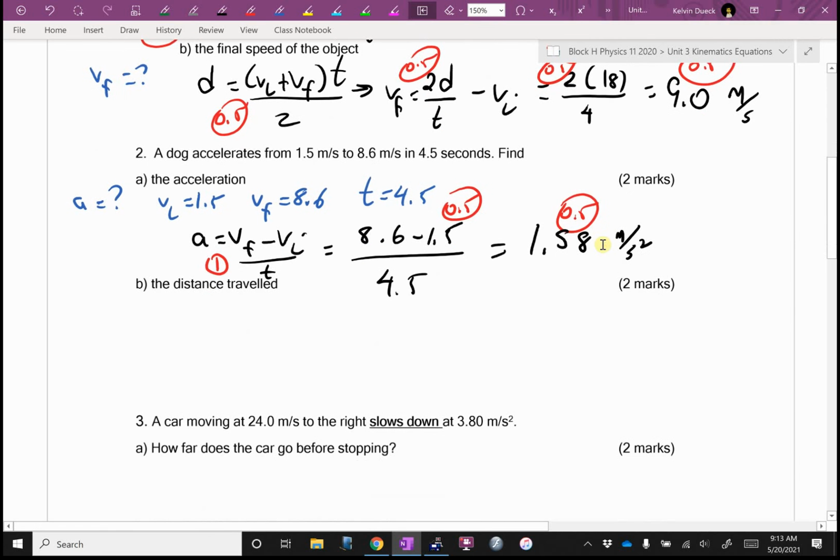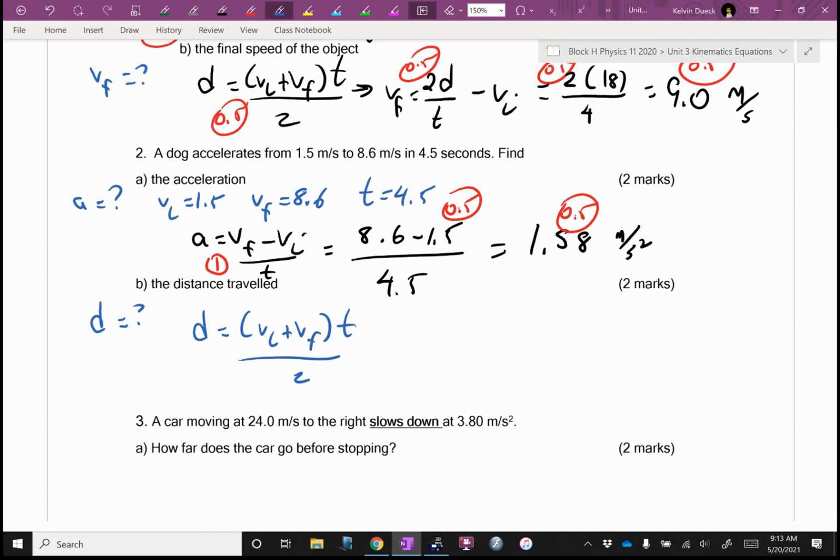No money for that. Distance traveled. So D equals question mark. Oh, this is nice. I can use D equals bracket VI plus VF times T over 2. I could also use D equals VIT plus a half AT squared. I could also use VF squared equals VI squared plus 2AD. I got 3 different ways to do it.